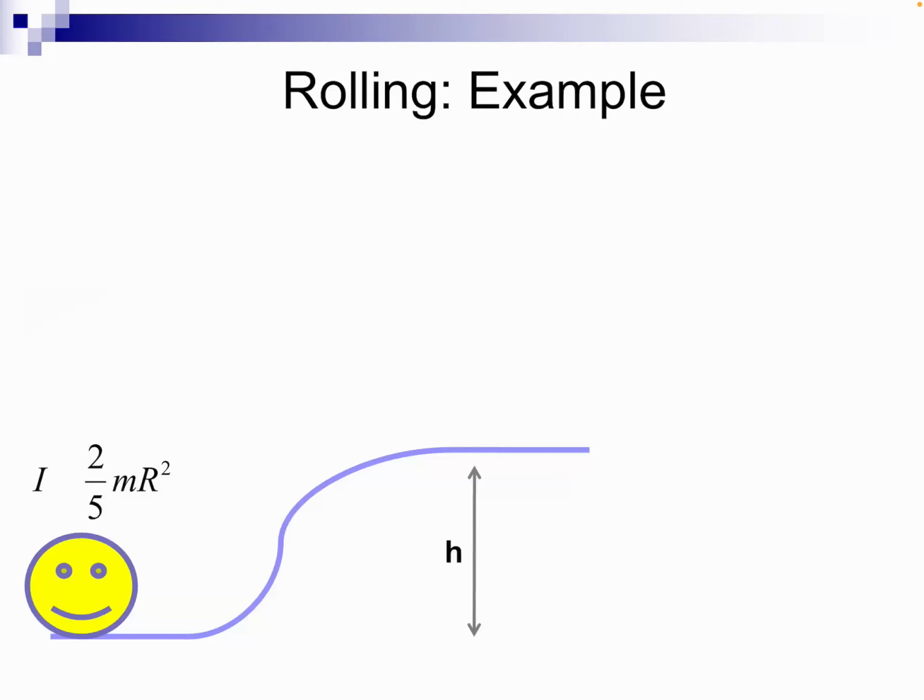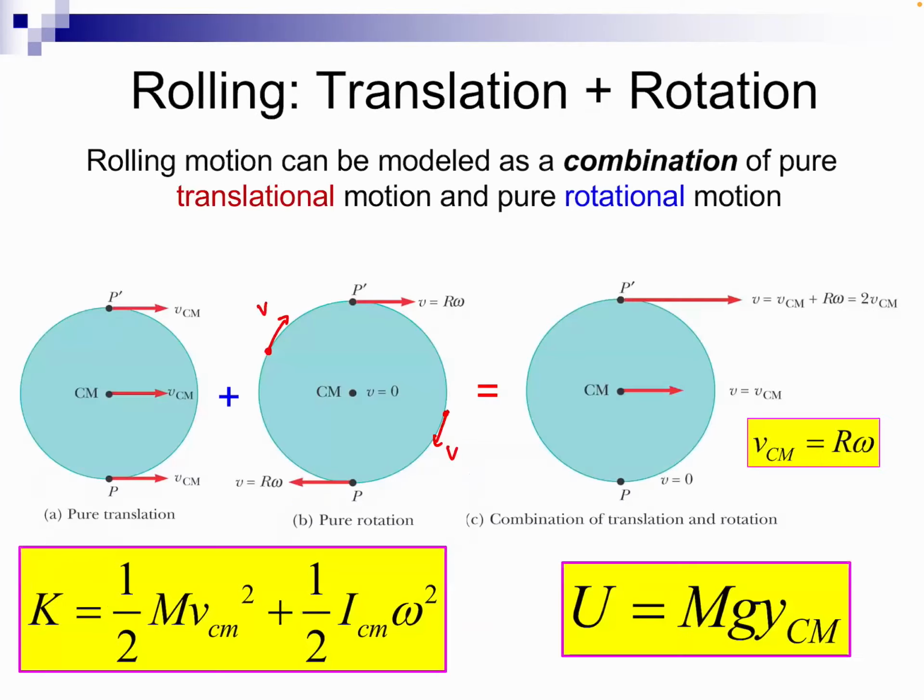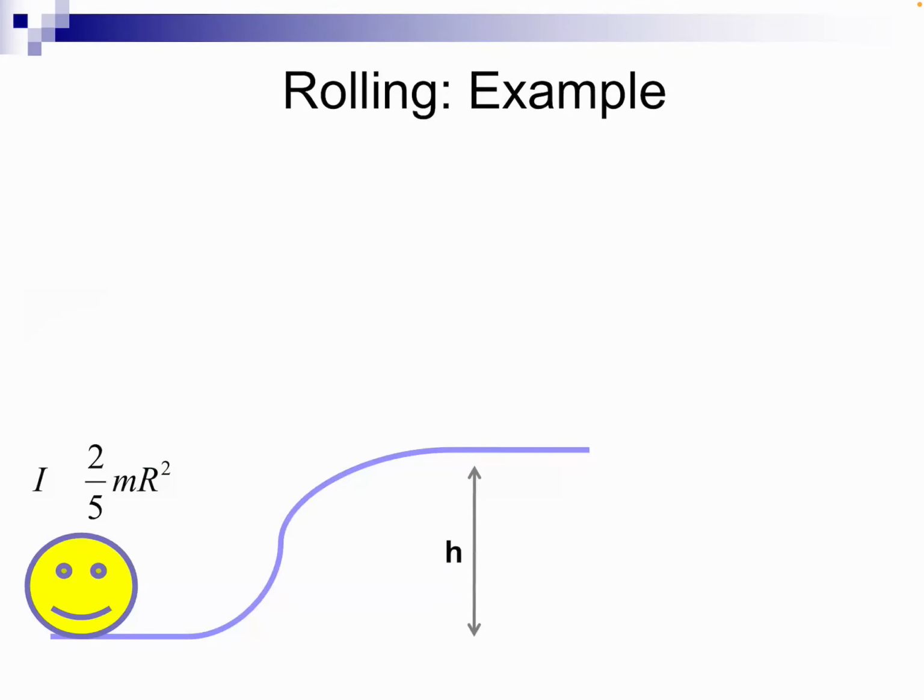Right, so let's look at this example of rolling and see how kinetic energy being a contribution of translational and rotational kinetic energy plays out. So you have here the smiley starting from the bottom of the hill, and the smiley rolls up the hill, height h.